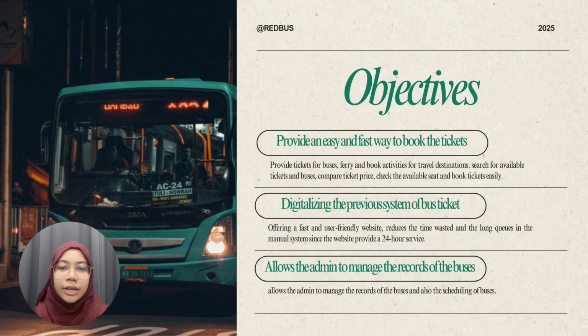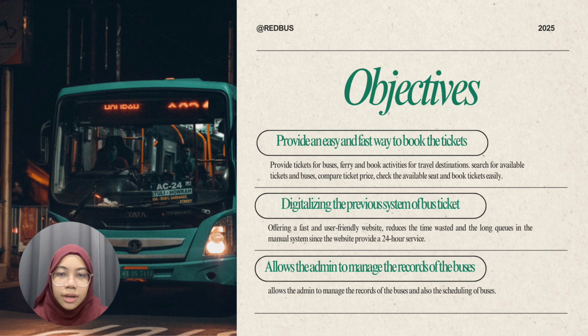As you can see in the slide, there are 3 objectives of the Redbus system. First, provide an easy and fast way to book tickets. The main goal of Redbus is to provide an easy and fast way to book tickets for a bus. It also provides ferry tickets and bookable activities for the travel destination. By using this website, users can search for available tickets and buses, compare ticket prices, check the available seats and book tickets easily from anywhere at any time. And they can also cancel the ticket anytime they want.